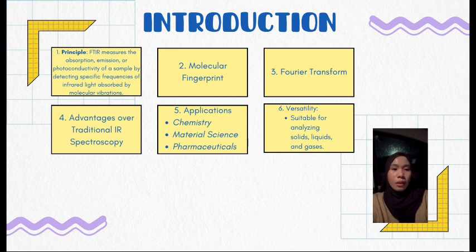Number 5, application. For chemistry, identify unknown substances and analyze complex mixtures. Number 2, material science, characterizing materials and studying molecular interactions. Number 6, versatility, suitable for analyzing solid, liquid, and gas.